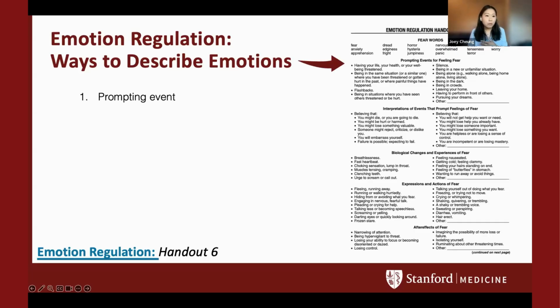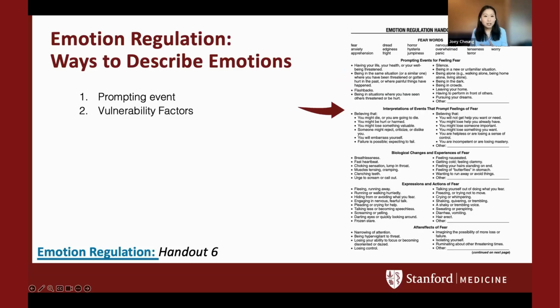So, first of all, we might look at prompting events. For every specific emotion, there are typical prompting events that set up that emotion, typical situations that are associated with that emotion. And so, understanding what that could be can lead you to have a better awareness of what that emotion is for you.